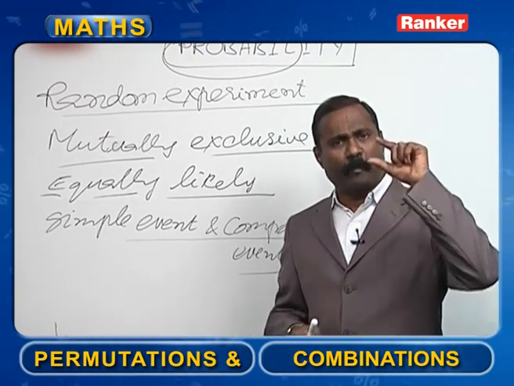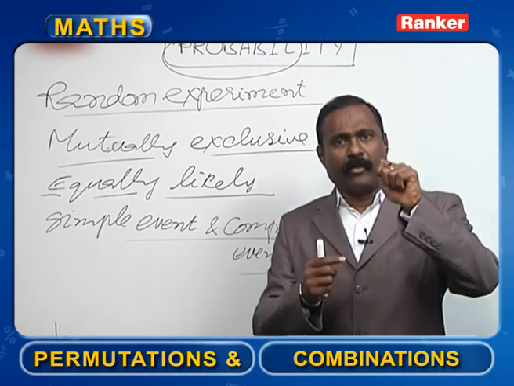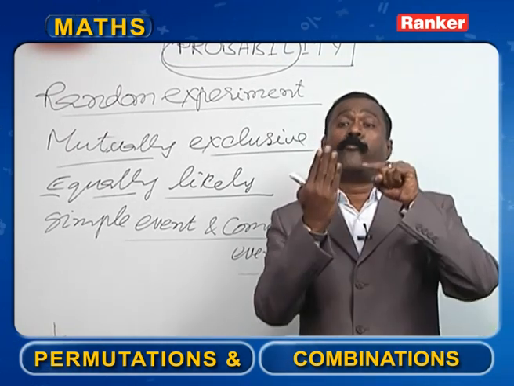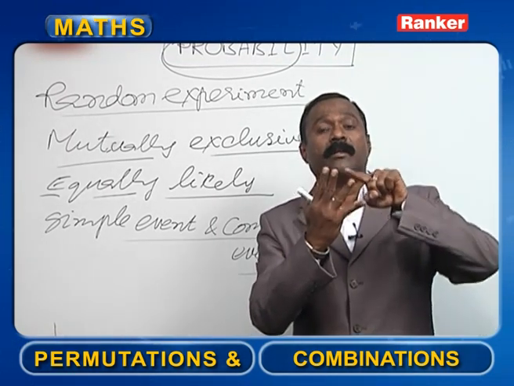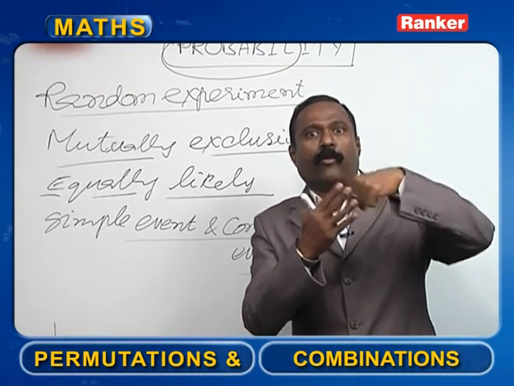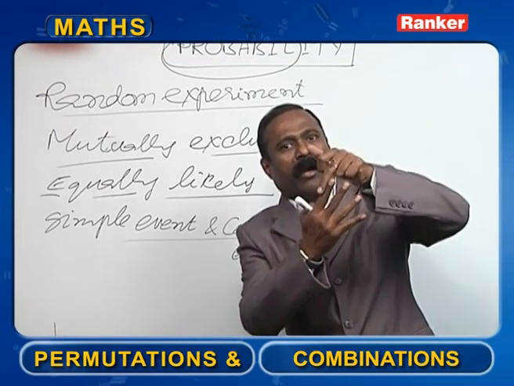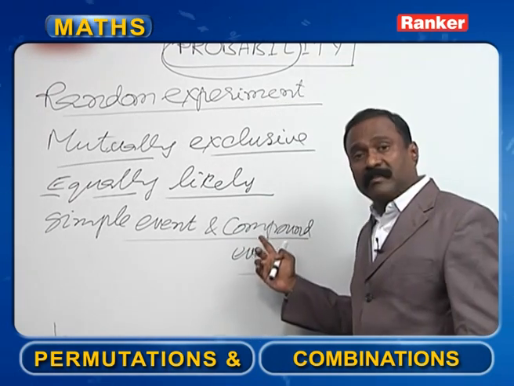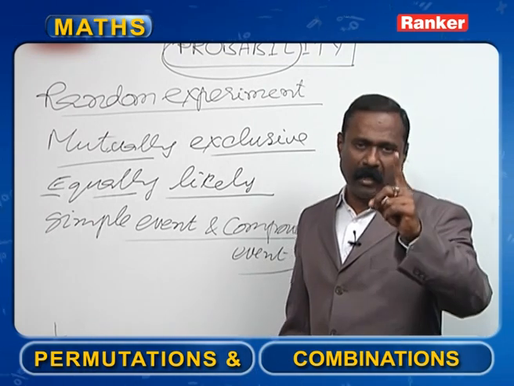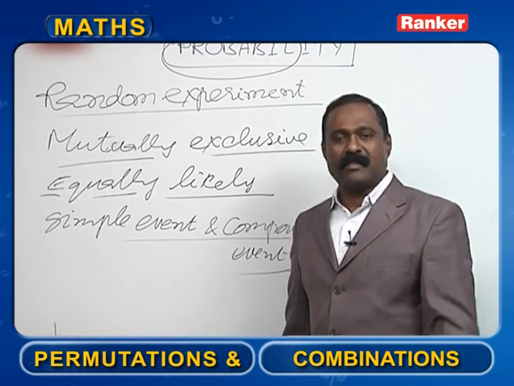Like if you take 52 playing cards, and I ask you for a king, 4 kings are there: diamond king, spade king, heart king, and club king. That means if I ask for king, that king is split into 4, so that is nothing but a compound event. If I ask only for the diamond king, it is only 1, which cannot further be split, which is nothing but a simple event. Understand that?